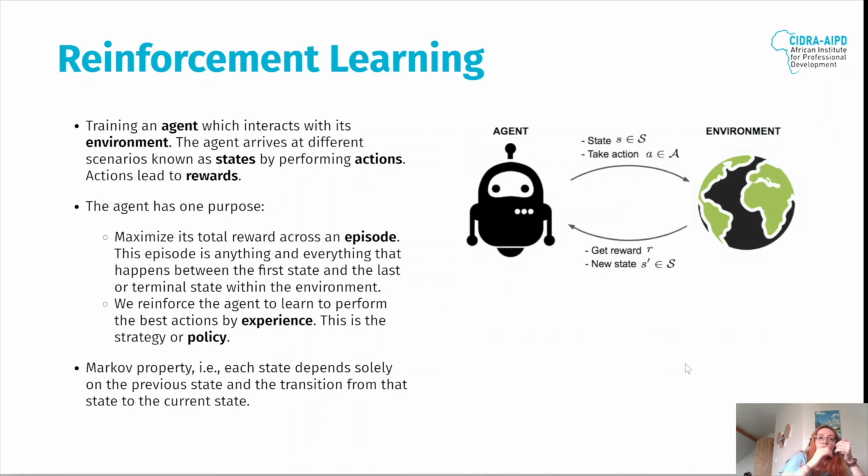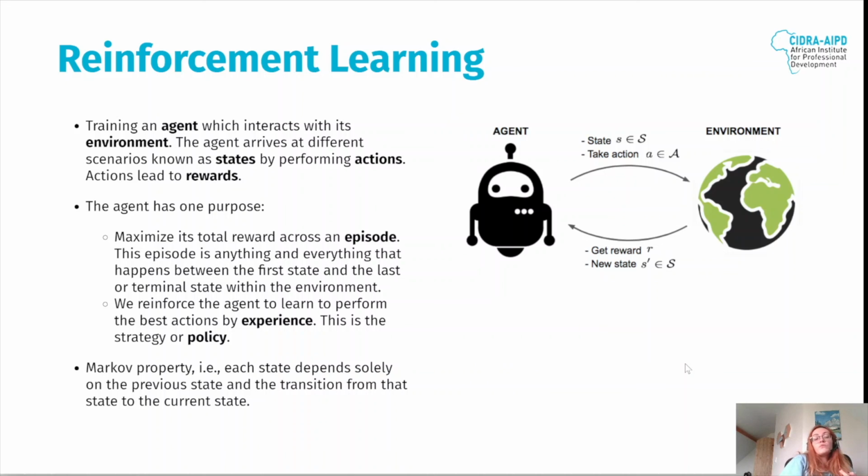But of course, an episode is everything that happens between the first state and the last, or terminal, state within the environment. So if you're playing a game, it's game over, the episode ended. And if you start another game, then you are in another episode, until you either win, so yay, or you lose. So this is the end of the episode.